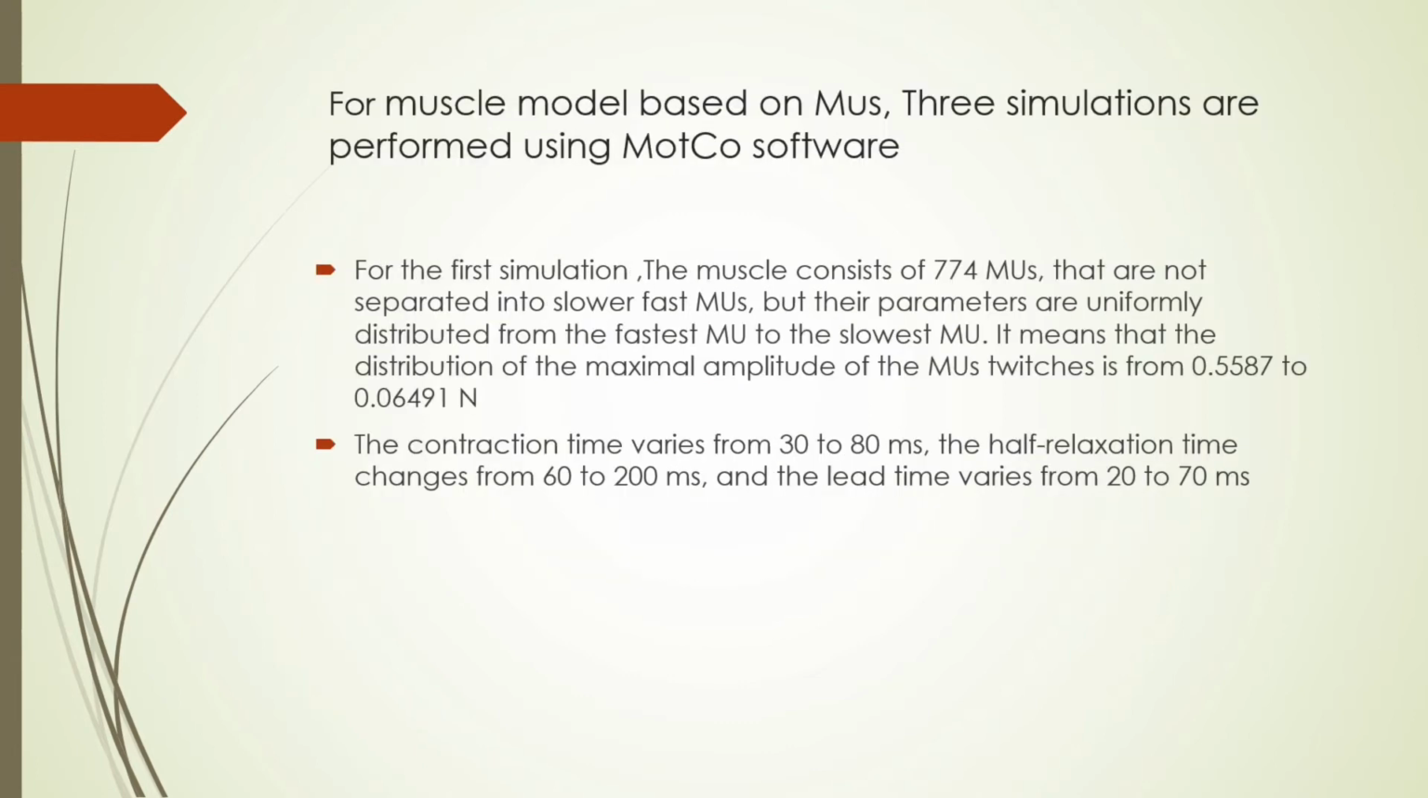For the muscle model based on MUs, three simulations are performed using Motco software. For the first simulation, the muscle consists of 774 MUs that are not separated into slow and fast MUs, but their parameters are uniformly distributed from the fastest MU to the slowest MU. It means that the distribution of the maximal amplitude of the MUs switches from 0.558 to 0.06.